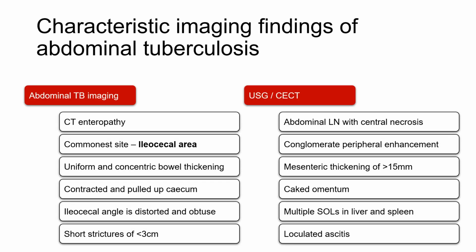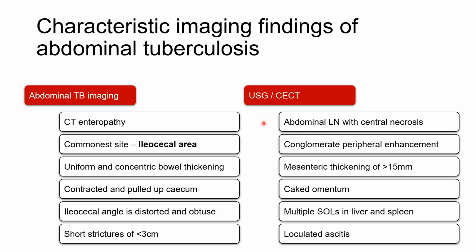So what are the abdominal imaging findings in tuberculosis? On CT enterography, the commonest site is the ileocecal area. There is uniform and crescentic bowel thickening, contracted and pulled up cecum. Ileocecal angle is distorted and obtuse, and short strictures may be seen which are less than 3 cm in length.